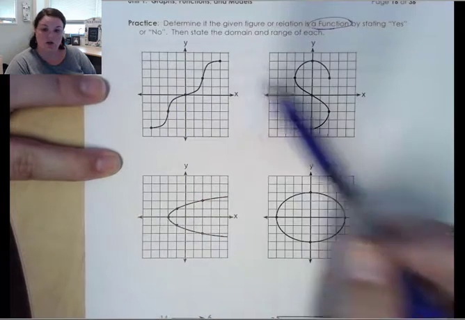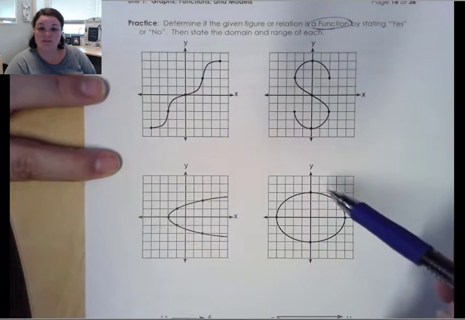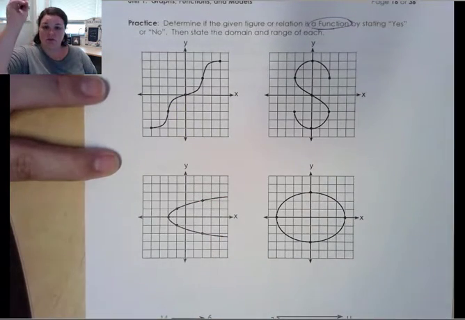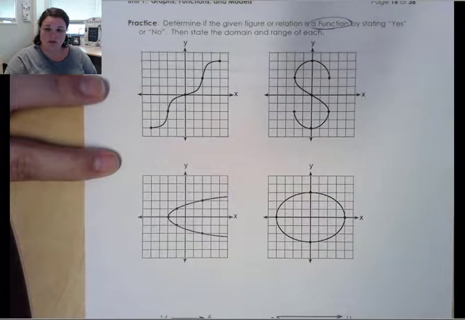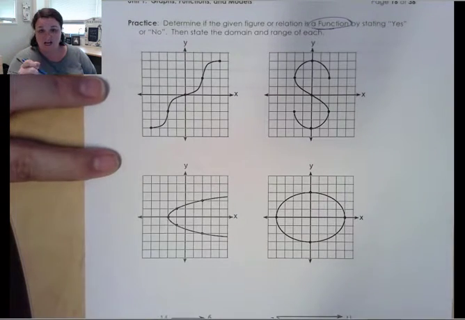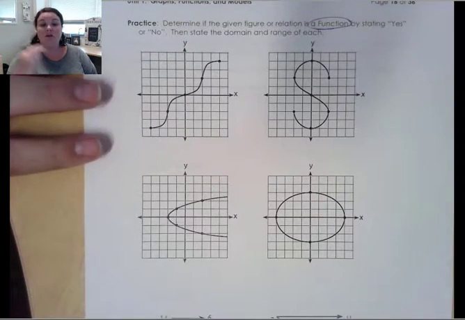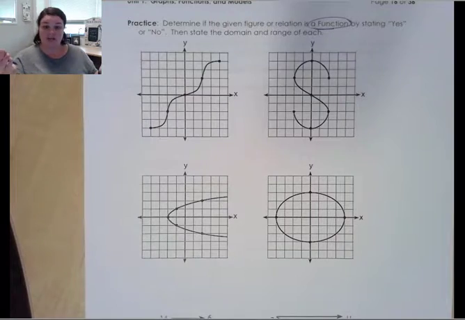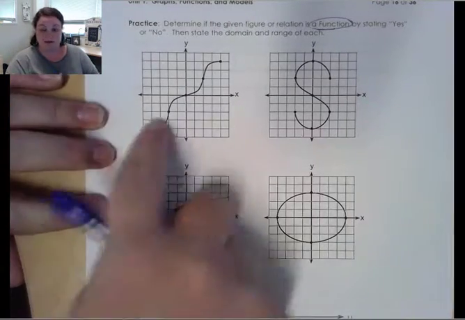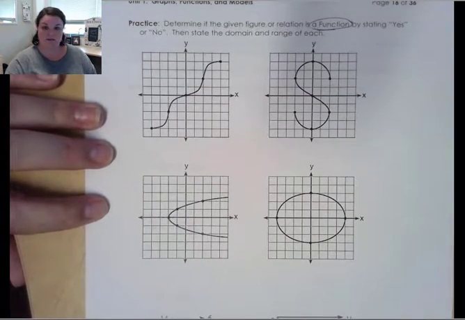You can write yes or no, but I want you to determine if it's a function. We can use the vertical line test. Remember, if we draw a vertical line anywhere on it, if it only hits once, then it's a function. If it hits more than once, then it's not a function, right? So regardless if it's a function or if it's not a function, we want to find the domain and range of each of these 6, okay?